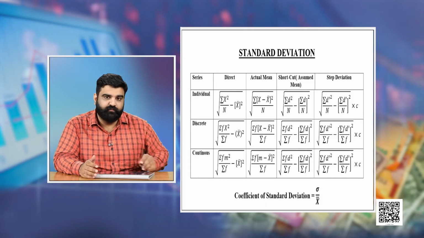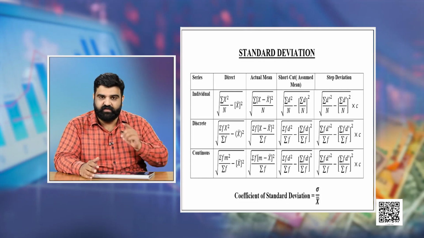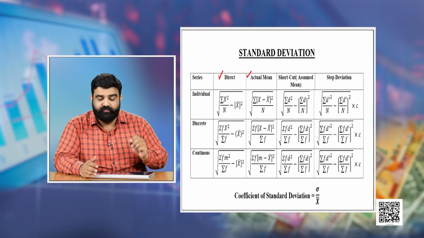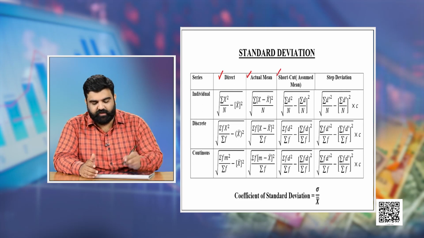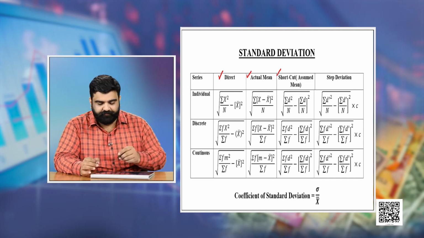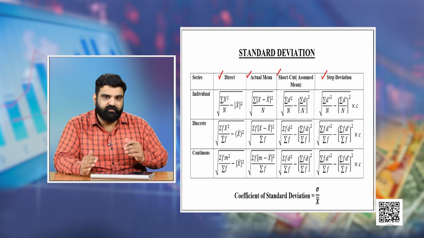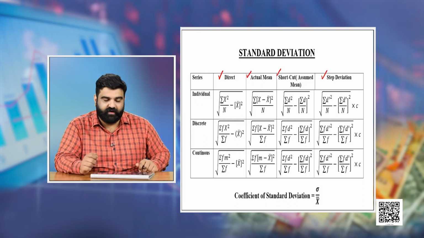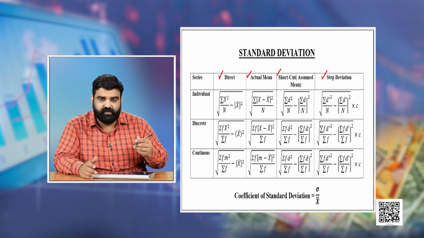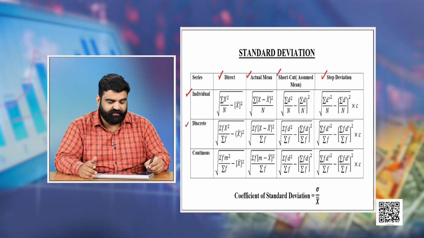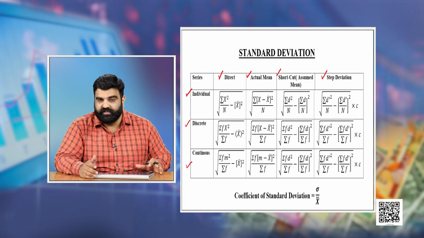We have 4 different methods to calculate standard deviation: the first is the direct method, the next is the actual mean method, next is the shortcut method, under which we assume a mean, and then we have the step deviation method, where we divide the deviations by a common factor. These formulas will be used while calculating standard deviation for individual, discrete and continuous series.